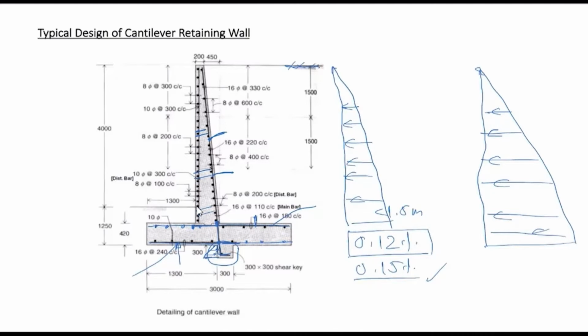But if you are not providing weep holes for any reason, then we will have to calculate the pore water pressure also.